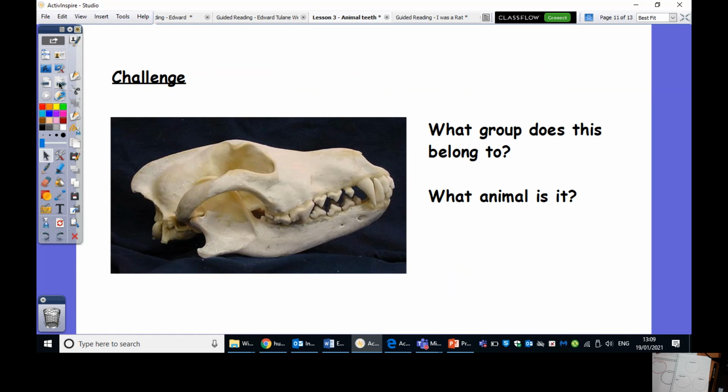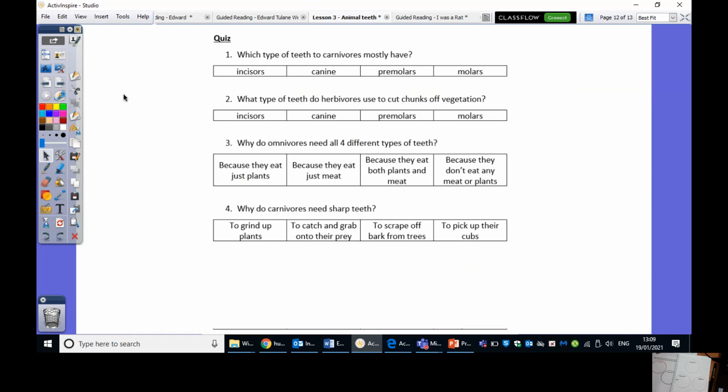Really well done, guys. You've done a fantastic job today. If you'd like, we've got a quick recap quiz, just 4 questions on today's lesson. So if you'd like to write them on a spare bit of paper, and we'll go through these really quickly. So, number 1, which type of teeth do carnivores mostly have? Don't worry about writing this down, just call the answer out at the screen. Do they mostly have incisors, canines, premolars, or molars?